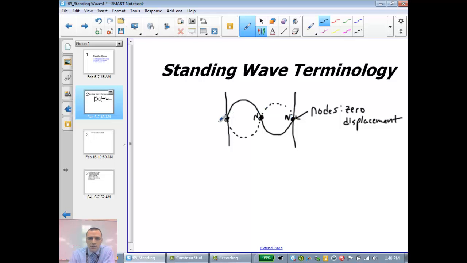Capital N, node, node, node. So on this particular standing wave, there's 3 nodes. There's also 2 antinodes. Antinode here and an antinode there. So let's write antinode. And these are areas of maximum displacement. Those are the areas that seem to vibrate a great deal. And they just go up and down.